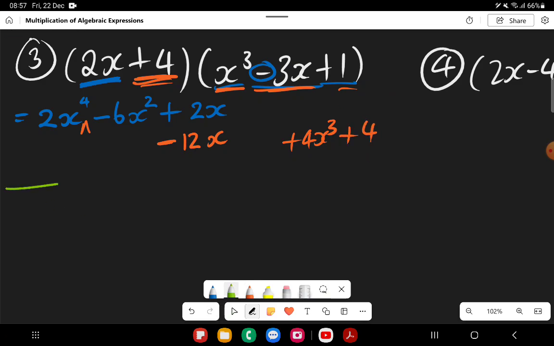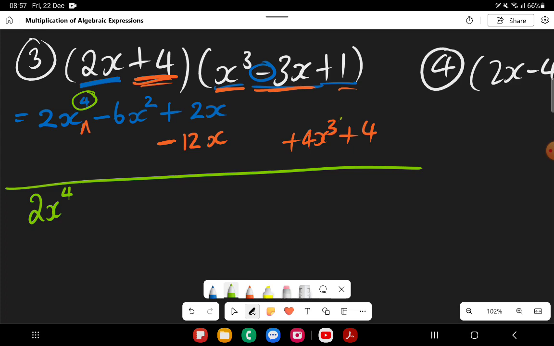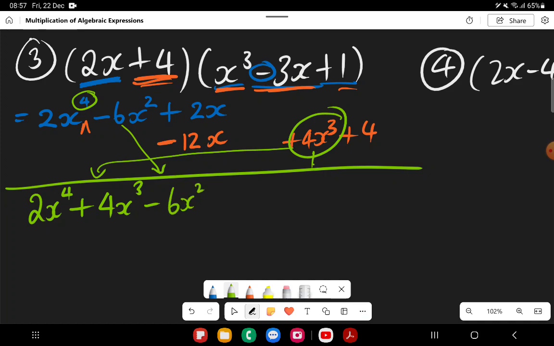So now I'm going to add. I'm going to start with the 4, and I'm going to say this becomes 2x to the 4. Then I'm going to bring the 3 here, so I'm just moving it so that it's in order. Plus 4x cubed. If you didn't move it and you wrote it here, it would be fine. No problem. Now I'm going to bring the square down, 6x squared. Then we do these two. 2 minus 12 is minus 10x, and then we bring down the 4.